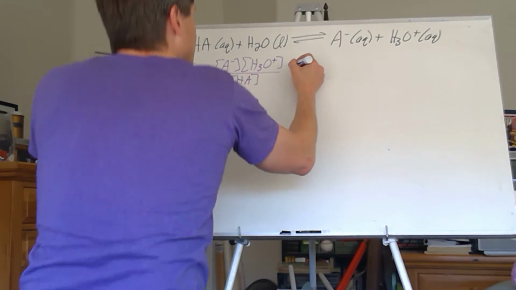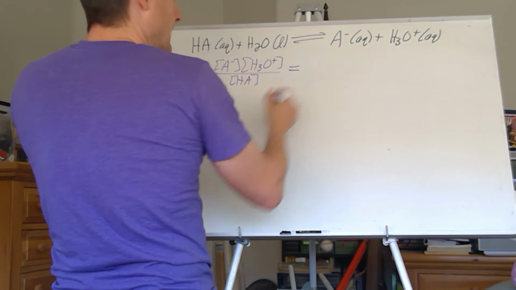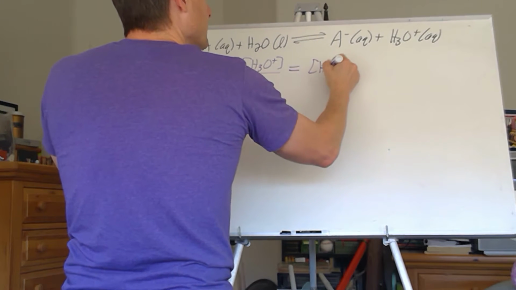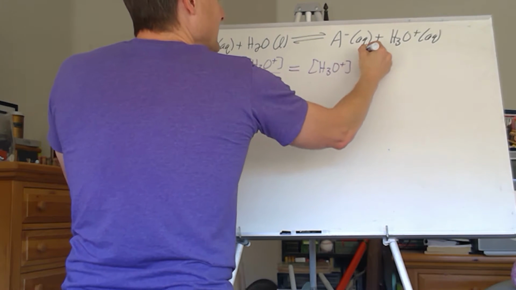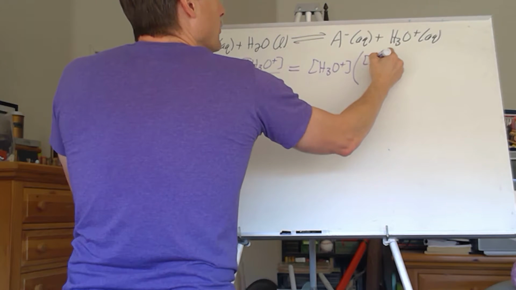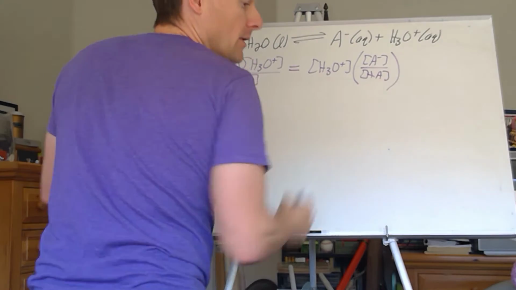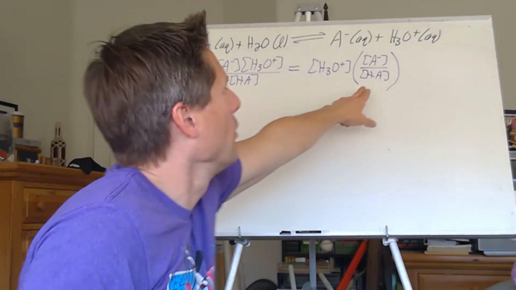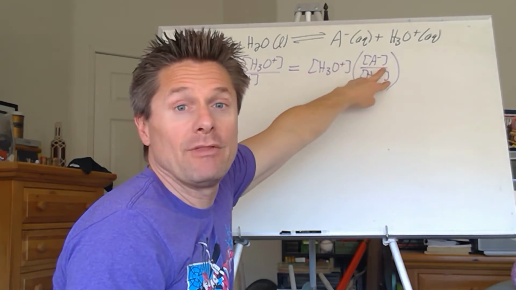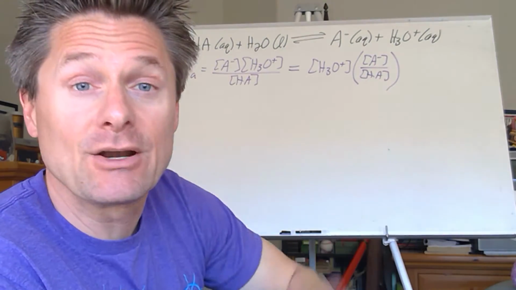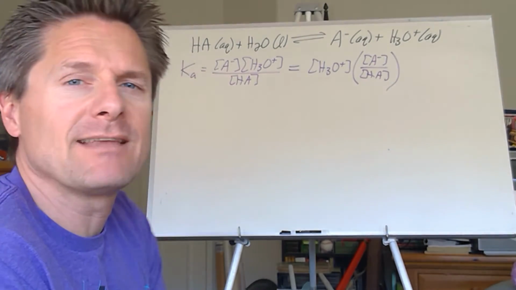So I'm going to just rewrite this as the hydronium ion concentration times the ratio of the conjugate base over the original weak acid. You see that ratio there? Those are key. Ideally, they're similar to each other, if not exactly the same, like that'll ever happen.